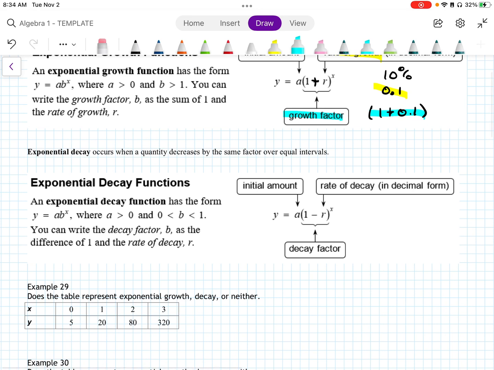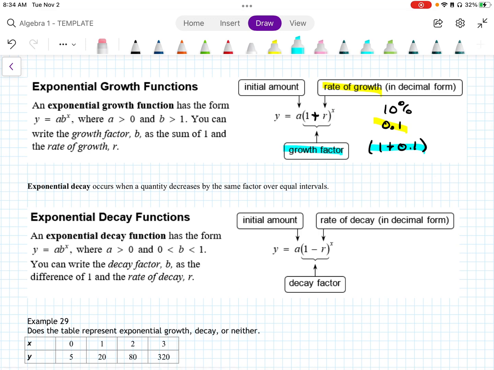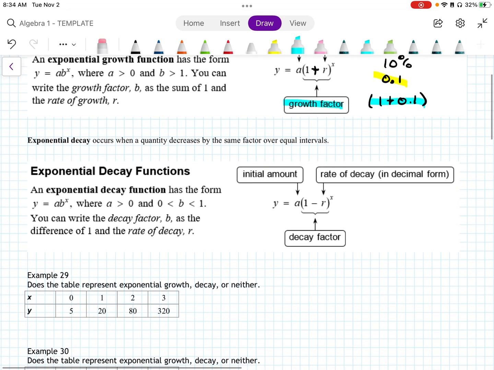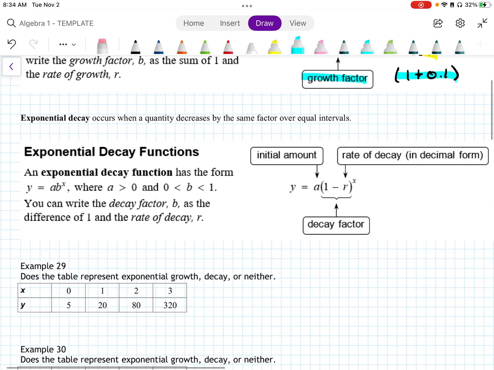Exponential decay is when a quantity decreases by the same factor over equal intervals, right? Exponential growth, you multiply by the same thing each time. Exponential decay, you decrease at the same rate each time. Here it is still written as y equals ab to the x, where a is positive. This time b has to be less than 1.